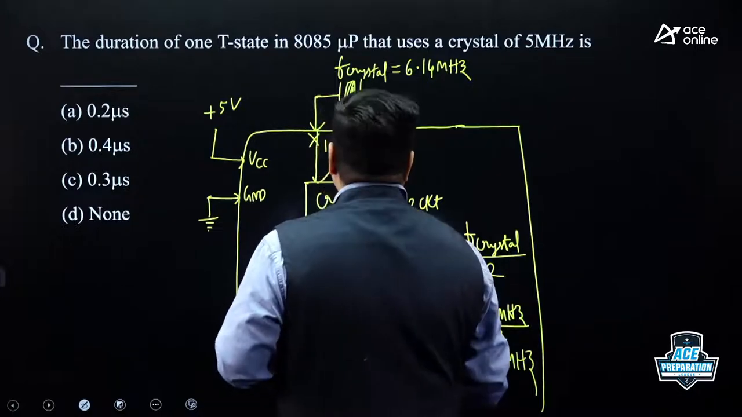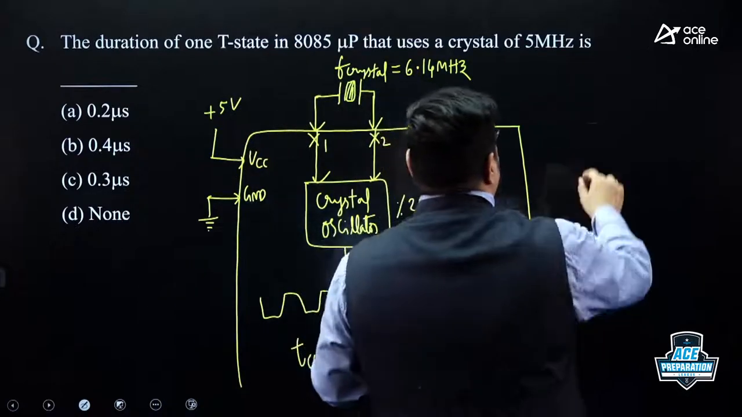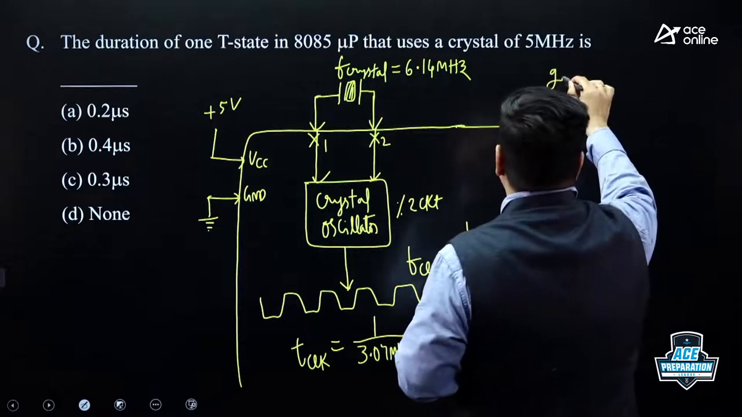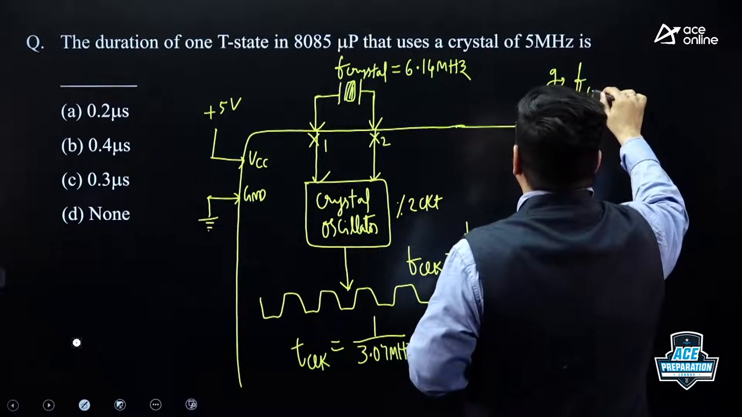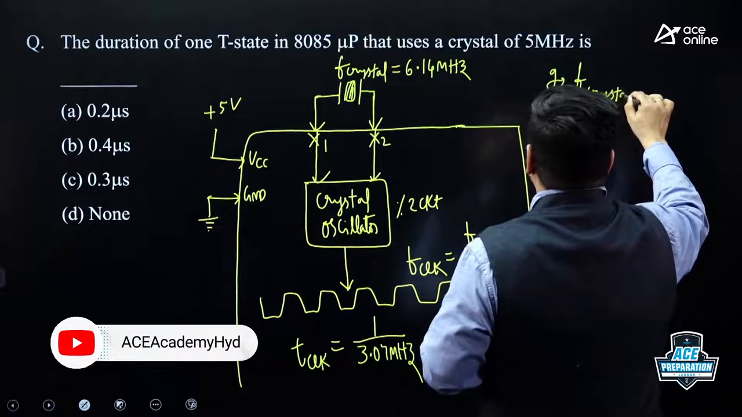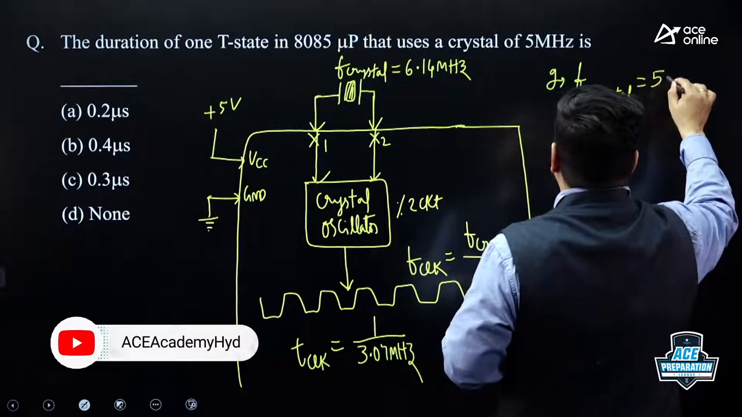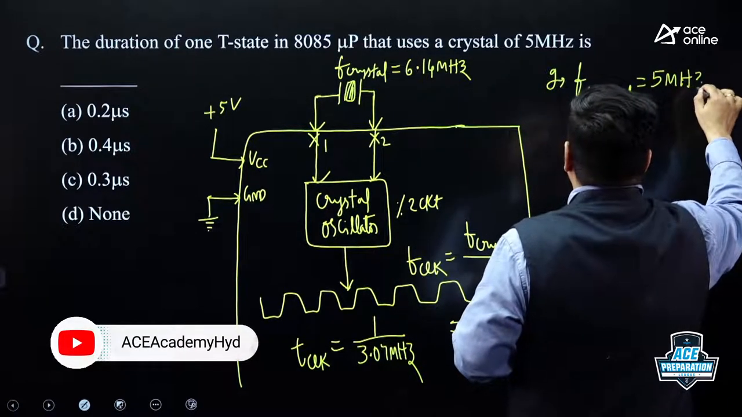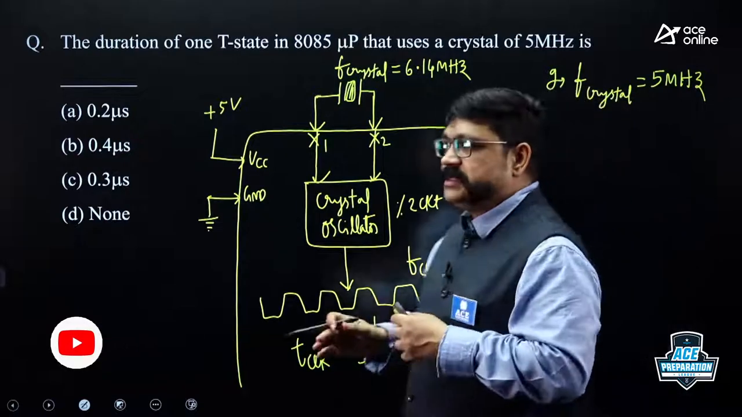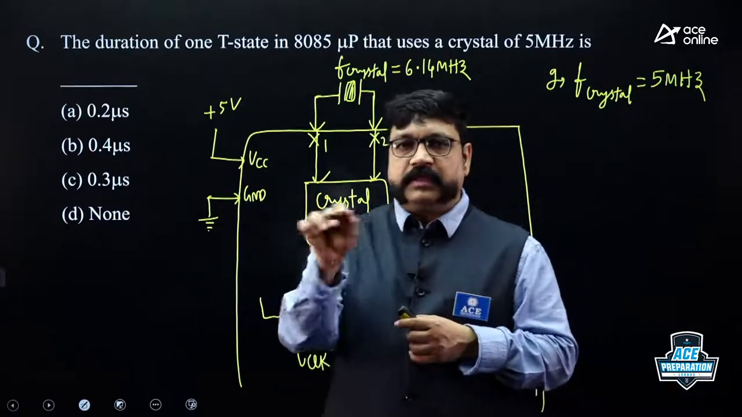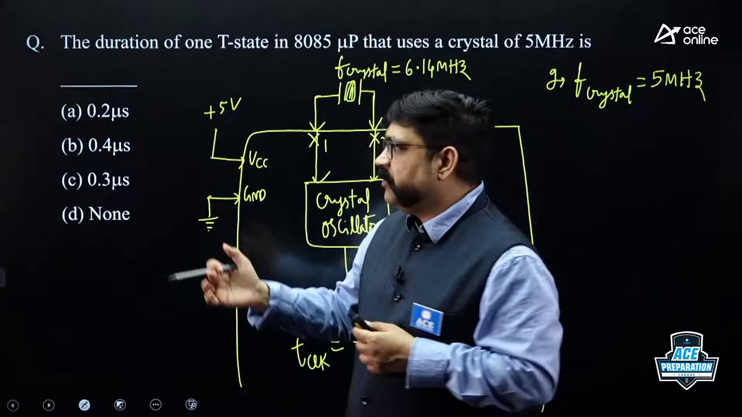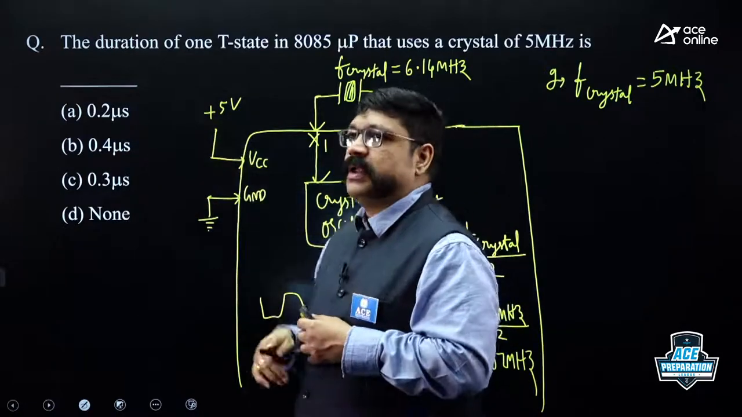Anyway, that is not the question. What is given here? Given that 5 megahertz is the crystal frequency. Frequency is given, they are asking about time, so some people take the inverse: 1 by 5 megahertz, and they answer 0.2 microseconds. Wrong.